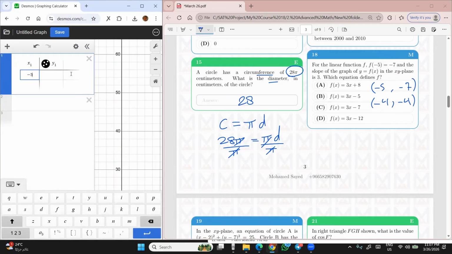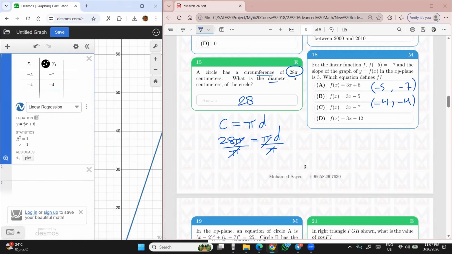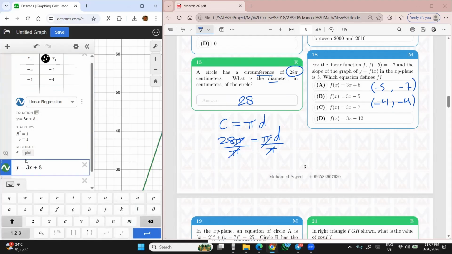So write negative 5 with negative 7, and write negative 4 and negative 4. And then just click here to get that equation ready. So y is equal to 3x plus 8. That's our equation, which is letter A. A very simple method to answer it.